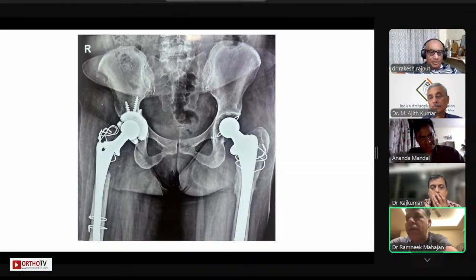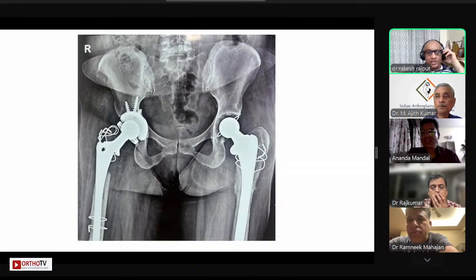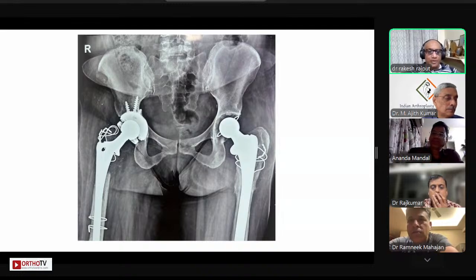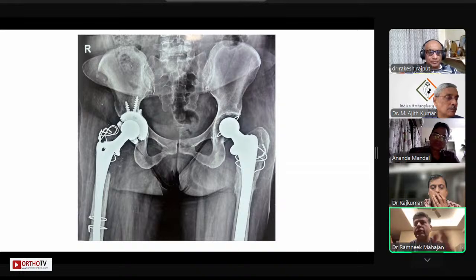I've seen him do it. No, Ramnik, I have started doing it actually. We've done a few cases with this hernia mesh. Or you can even get Marlex mesh, but I use the hernia one. So in this case, a proximal femur replacement along with the mesh would probably have been a better choice, Rajkumar.